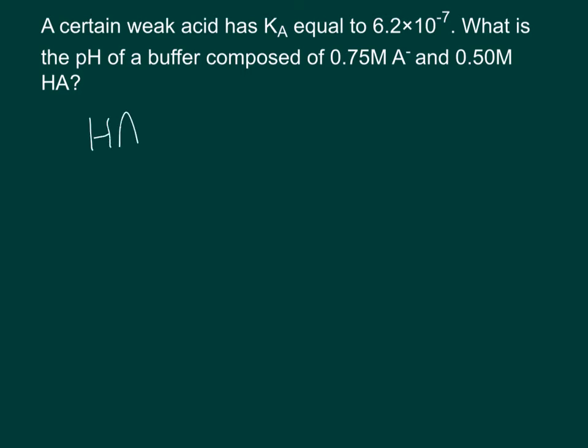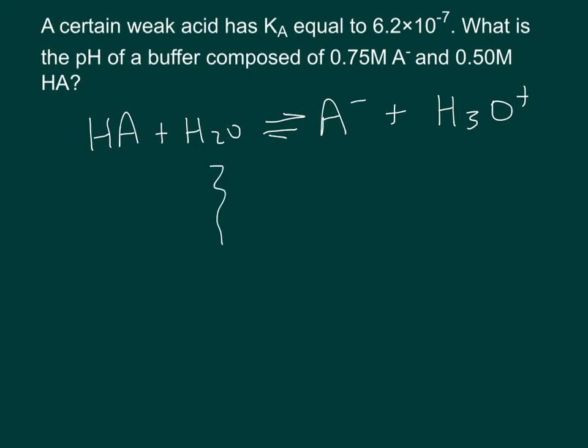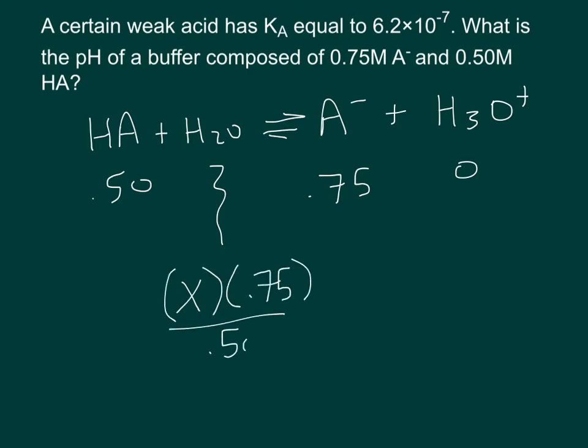I'll solve this like a weak acid: HA plus H2O in equilibrium with A- plus the hydronium ion. I'm not going to do my whole ICE table, but this is 0.50. Nobody cares about the water. This is 0.75 and 0. And so you can see we'll get X times 0.75 over 0.50 is equal to Ka, which is 6.2 times 10 to the negative 7. When I did this earlier, I found X, my hydronium concentration, and that this has a pH of 6.38.